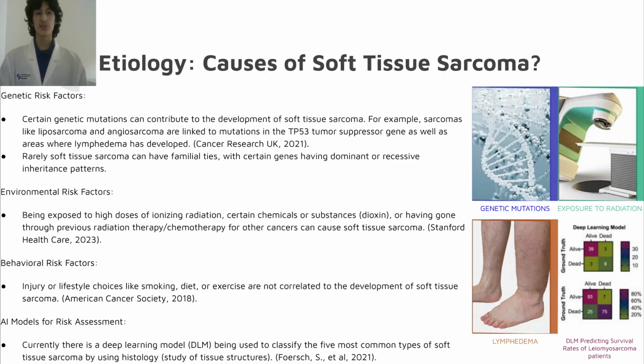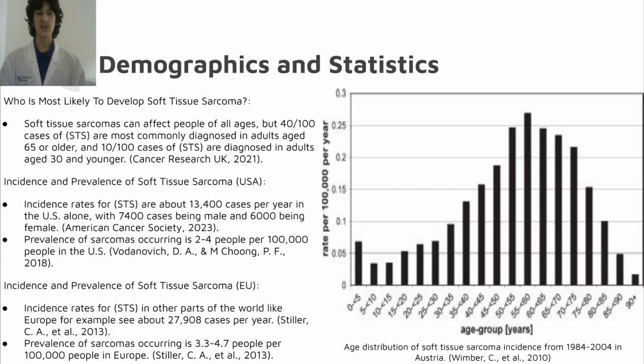Now that we have a gist of what soft tissue sarcoma is, we can start to go over the demographics and statistics of STS and see who is most likely to develop STS and the incidence and prevalence of STS in the US compared to the EU. Soft tissue sarcomas can affect people of all ages, but 40 out of 100 cases of STS are most commonly diagnosed in adults age 65 or older, and 10 out of 100 cases of STS are diagnosed in adults age 30 and younger.